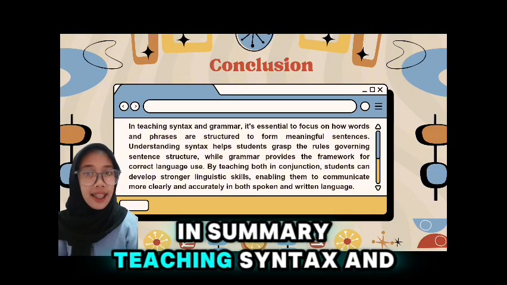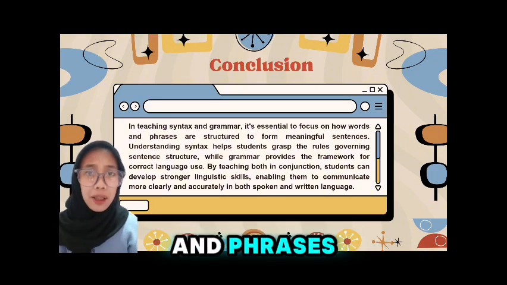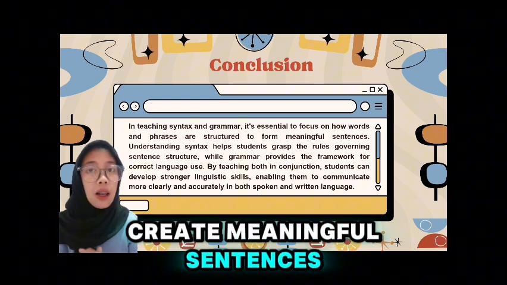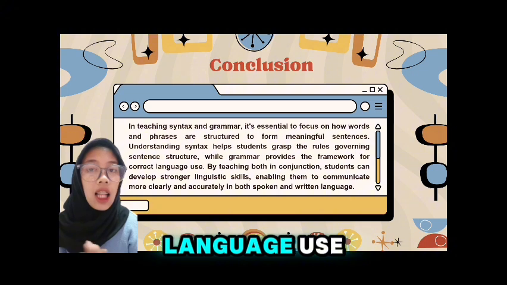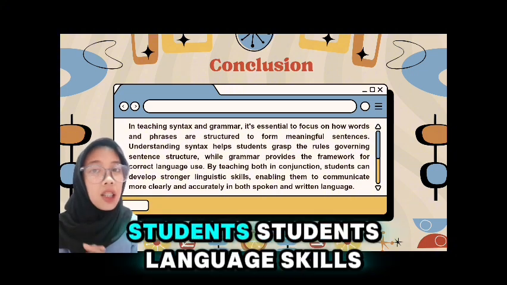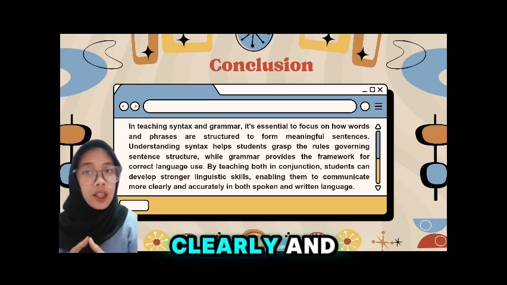In summary, teaching syntax and grammar together helps students understand how words and phrases create meaningful sentences. Syntax provides the structure and grammar gives the framework for correct language use. This combined approach strengthens students' language skills, allowing them to communicate clearly and accurately.